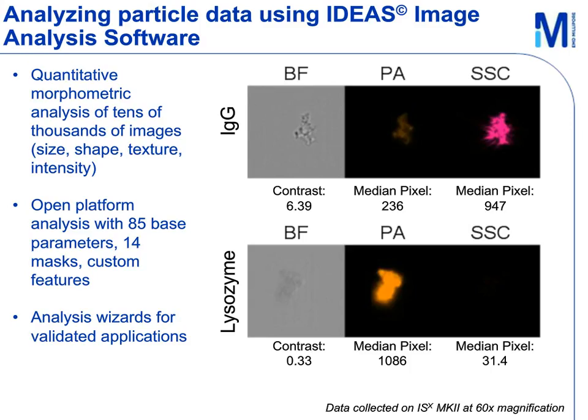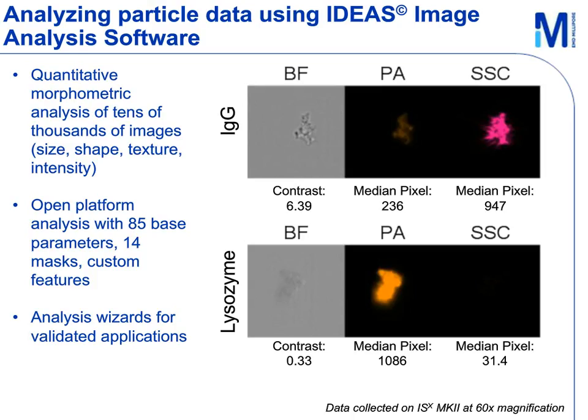Three images for each particle are shown: the bright field image, the fluorescently labeled Proteostat image, and finally the side scatter image. When looking at these images, it's apparent that there are significant differences between the two particles within each channel. The IgG particle has higher contrast in the bright field channel compared to the lysozyme particle, with the lysozyme particle being nearly invisible in the bright field image. However, the same lysozyme particle stains much more brightly for the Proteostat compared to the IgG particle. Finally, the lysozyme particle has a lower side scatter intensity compared to the IgG particle.